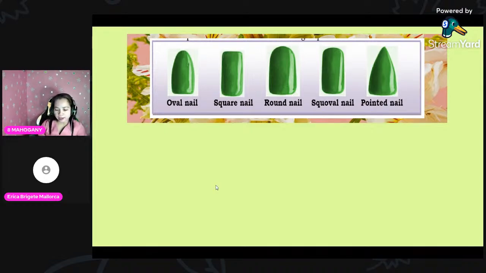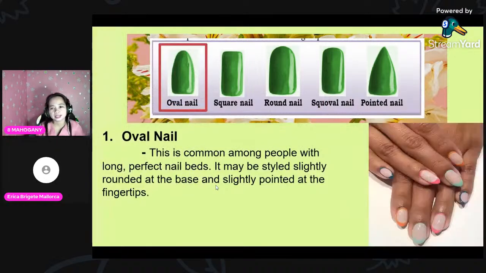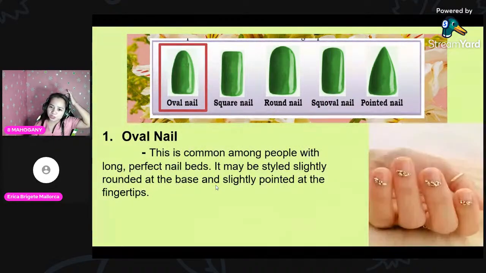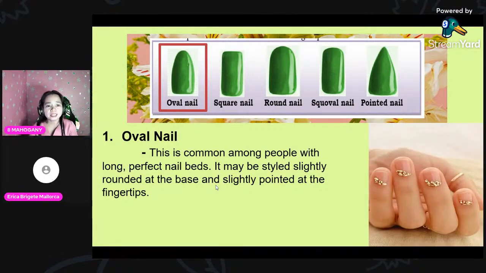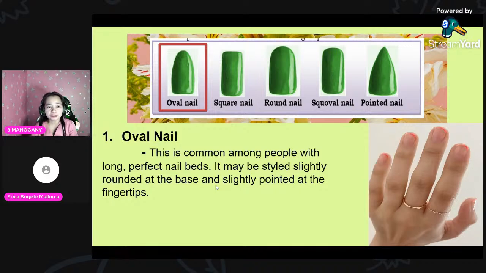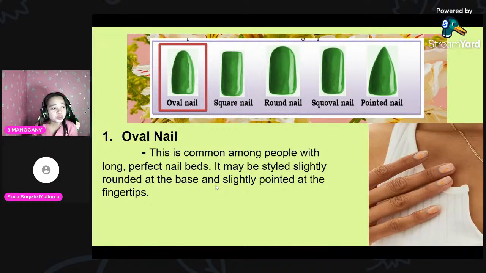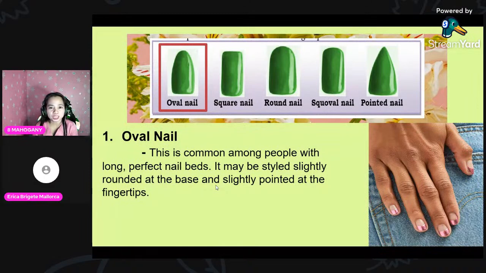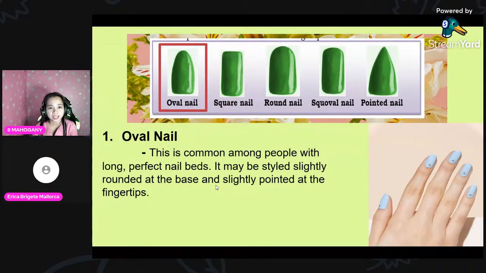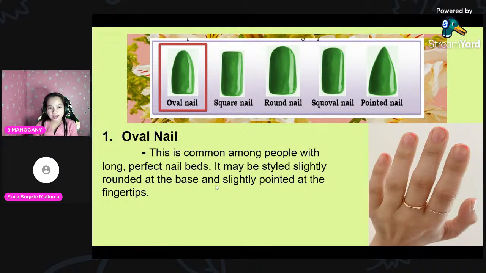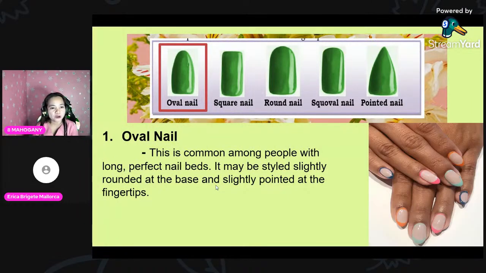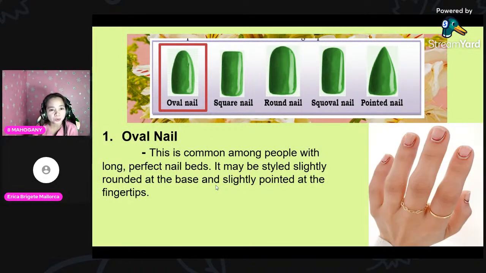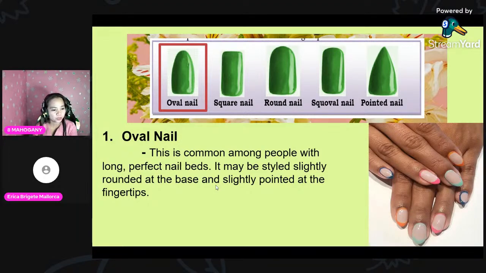So, for oval nail, ayan. So, I have here sample pictures also na meron ng nail polish. So, oval nail is common among people with long perfect nail beds. So, tingnan nyo yung mga kamay ninyo kung alin dito sa sample shapes of the nail ang tawag dito sa nail ninyo. Okay, the first one, you have the oval nail. So, check nyo po yung mga kuko ninyo kung oval nail ba yung kuko ninyo.